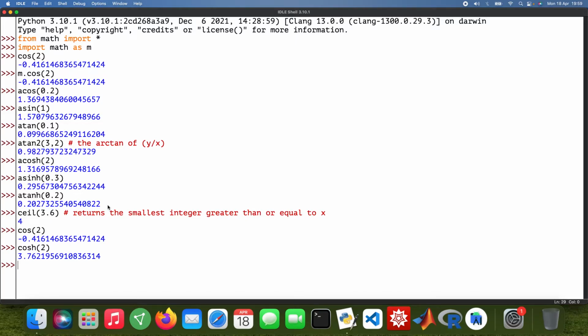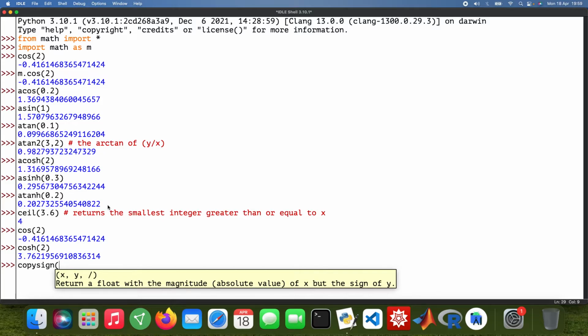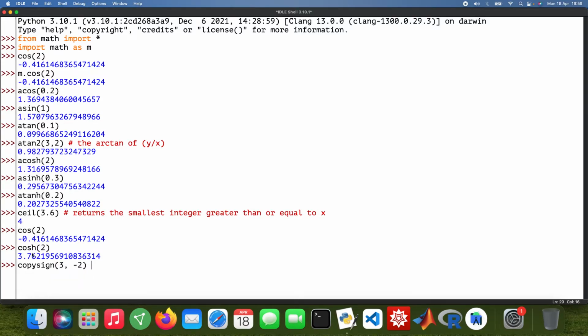And then copysign. I'm going to think of a number, so I'll put 3 and then minus 2. So that would return minus 3. It copies the sign of the second digit and applies it to the first digit. And then degrees. What that does is it converts an angle x from radians to degrees. So 1.57 radians will tell you what it is in degrees.